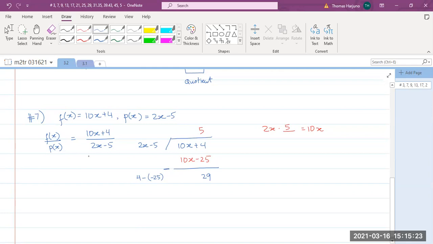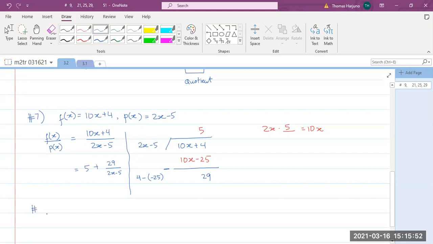So what is the quotient? The quotient is 5 plus 29 over 2x minus 5. Now, to be more precise and go into more detail, the quotient is 5 with remainder 29. That's for number 7.